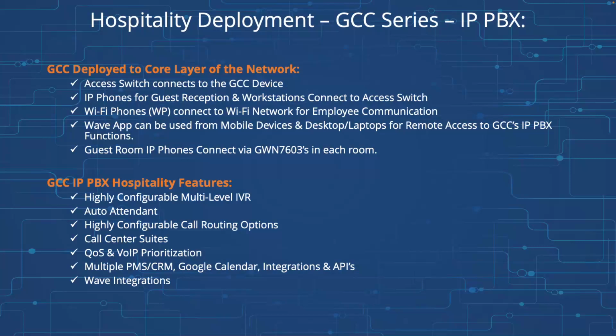And then employees like your housekeeping or anyone who's not fixed to a desk and who can roam around, they can utilize our Wi-Fi phones, which can connect to the Wi-Fi network that we created in the first diagram for connectivity. The other option we have is the Wave app, like I mentioned, which is our soft phone that can be downloaded on a mobile device and desktop to give you remote access to all of the GCC's IP-PBX functionality. And then for the guest room, the IP phones were already connected in the previous example to the GWN 7603s.